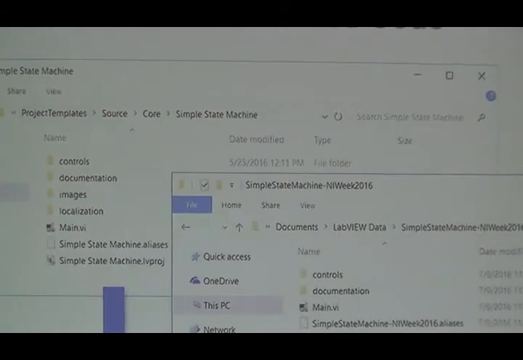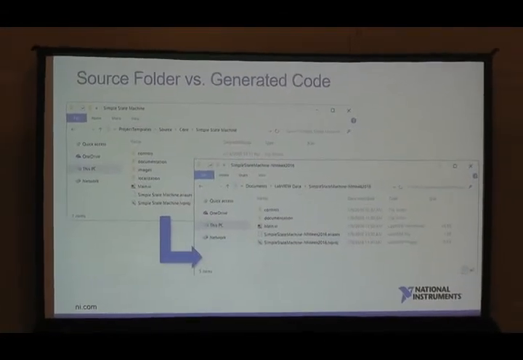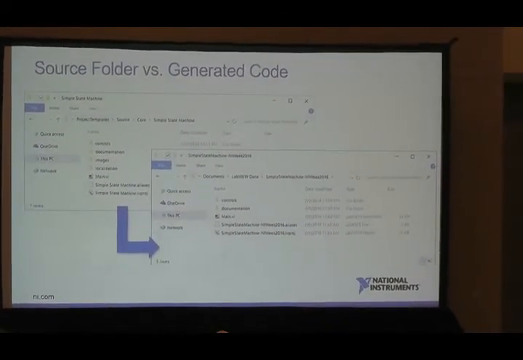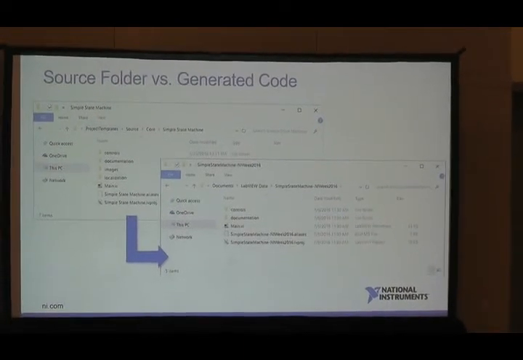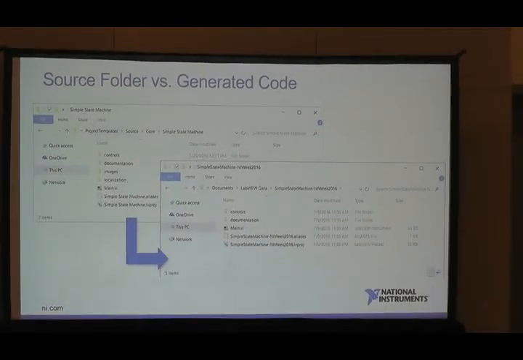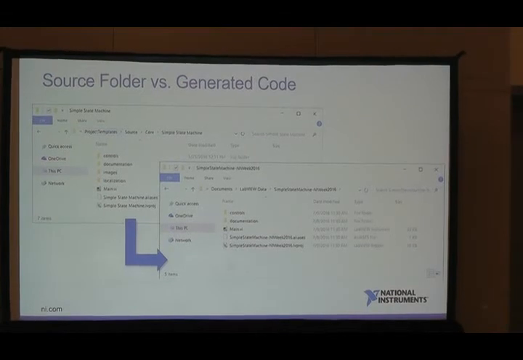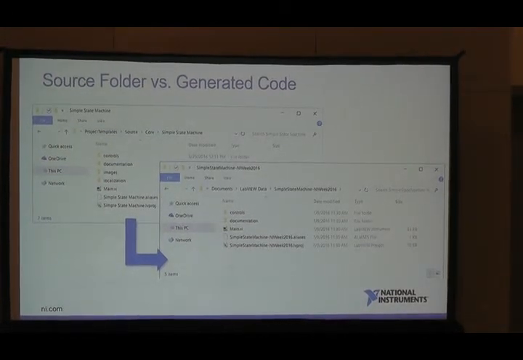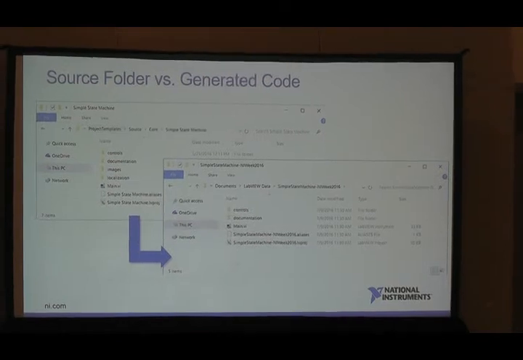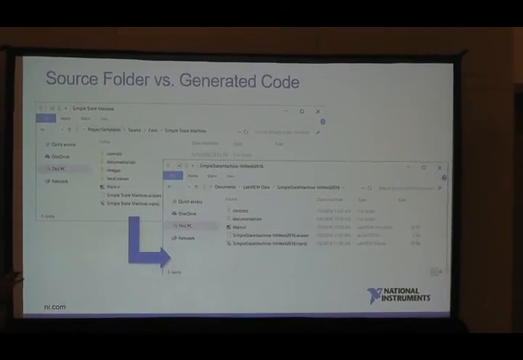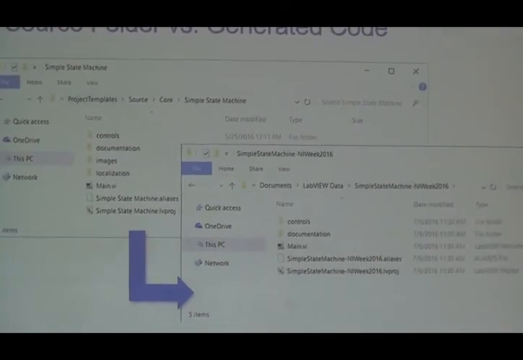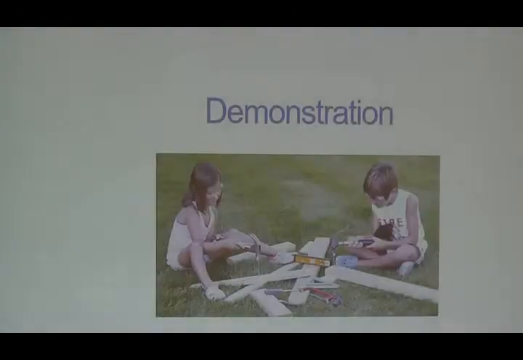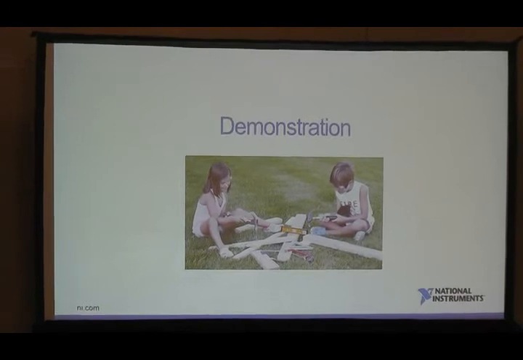Now let's compare the source folder, where my project template is coming from, versus the code that actually gets generated. Did you notice anything there? Localization's gone. Images are gone. By default, the LabVIEW architecture built in for project templates, if you use the same folder structure and same setup, won't move those over. It does move over the documentation. I'm going to do a quick demonstration here.